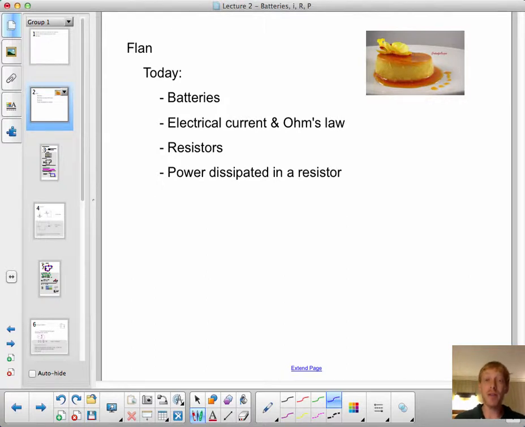We're going to talk about batteries. We're going to talk about Ohm's law, which is a statement about how resistance of certain circuit elements relates to current. We're going to talk about what resistors are, and we're going to talk about the power dissipated by a resistor.